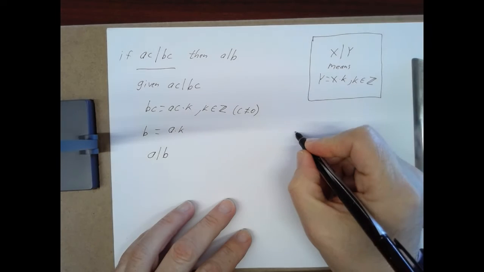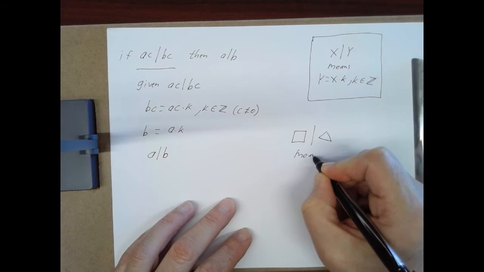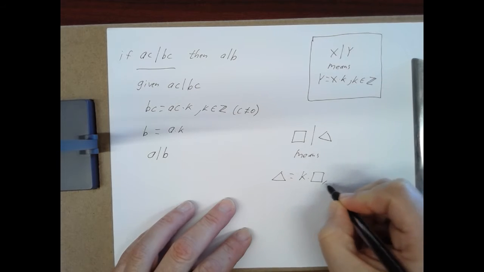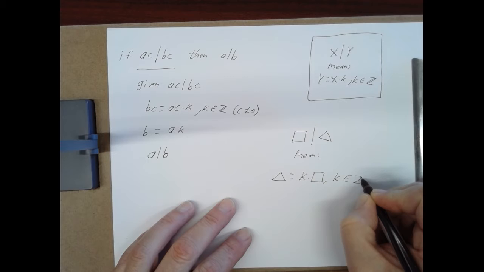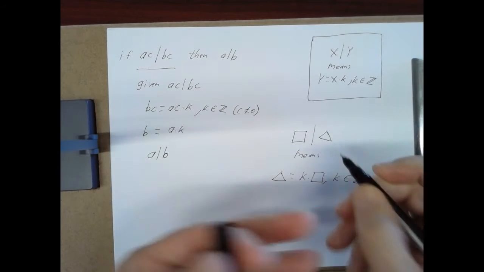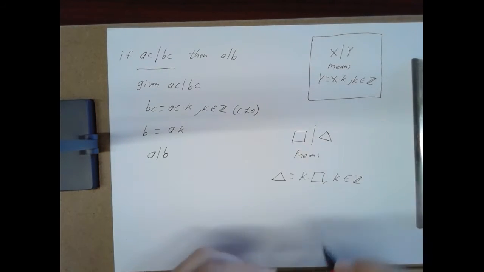But right, box divides triangle means triangle equals something times box, where that something is an integer. Try to think of it like that, right? Get away from the variables, get away from the numbers. Blah divides what's-it means that what's-it is a multiple of blah, right? And this square, this triangle can be anything. They could be numbers, they could be variables, they could be equations. It makes no difference. This is the definition of this divide symbol.